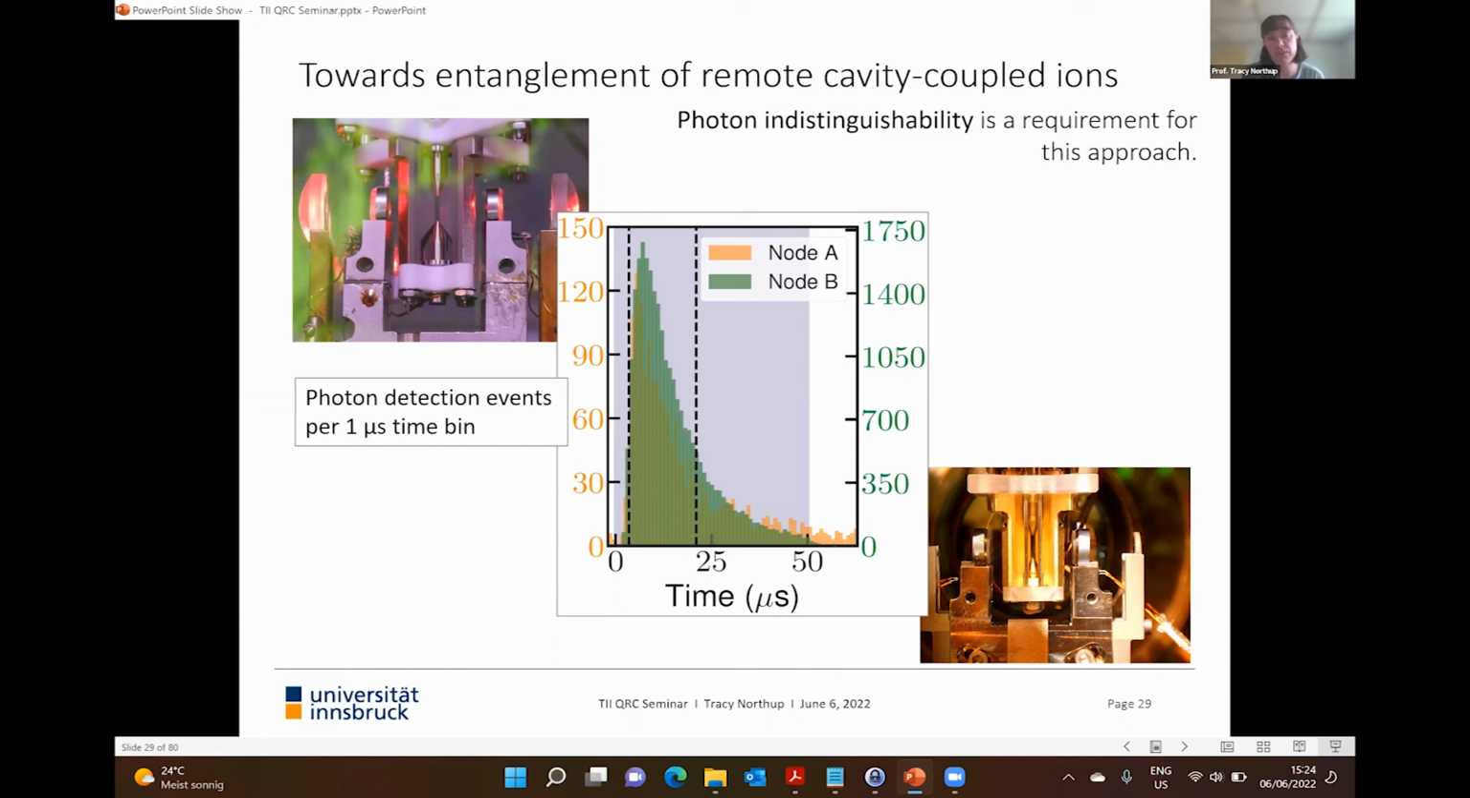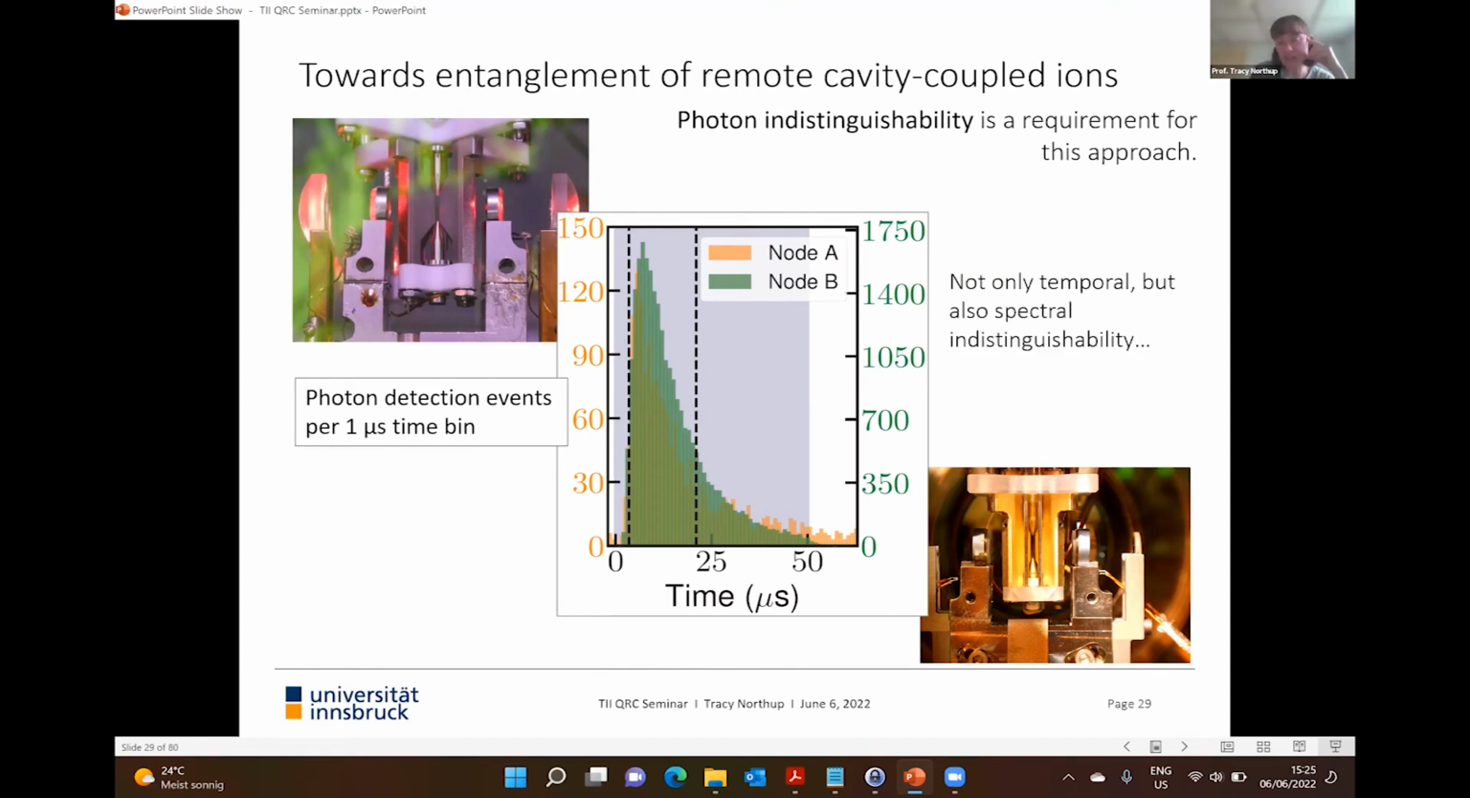So first here, we're just going to look at the detection events from both nodes, which we're calling A and B here. And you can see that from the axes on the two different y-axes, we have a lot more counts from node A than node B. And that's because it's a more efficient cavity, but also because the photons travel a shorter distance there. But that doesn't actually matter. What matters is that when we scale the relative heights, the photons look pretty similar, the different temporal shapes, so these histograms about arrival times. So we say that, okay, temporally they look pretty indistinguishable.